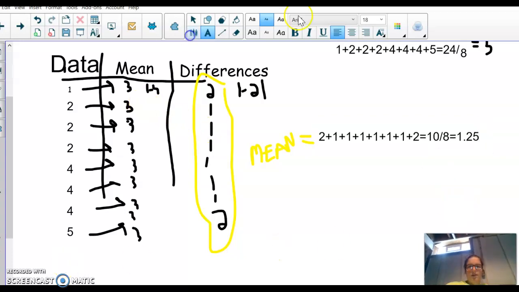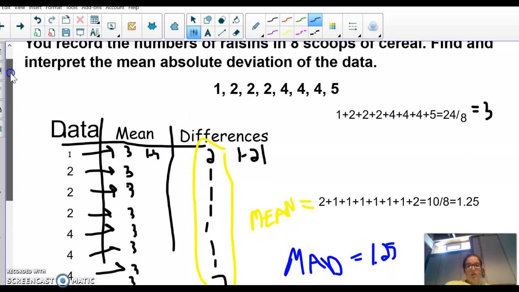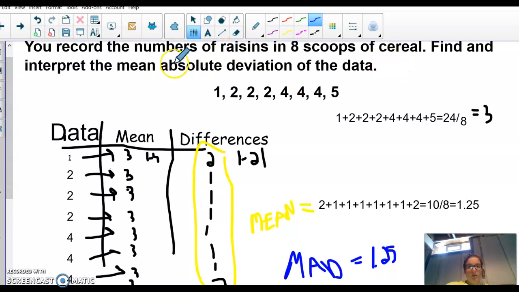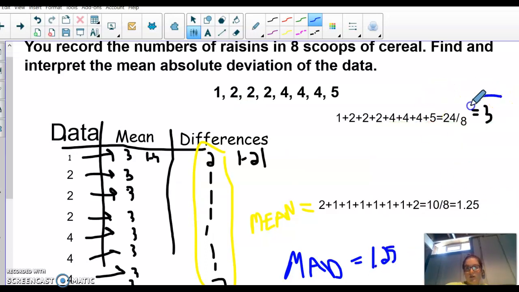That means your mean absolute deviation, so your MAD, is equal to 1.25. That means if you take the average of how far each of your scoops of cereal, number of raisins, is from your average number of raisins, they're about 1.25 away. So our original average was 3.